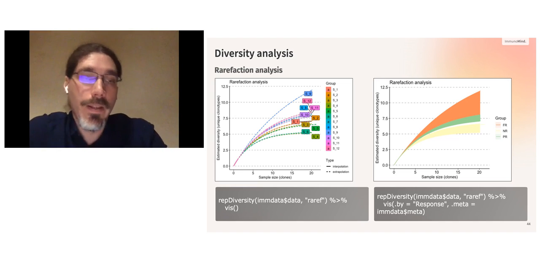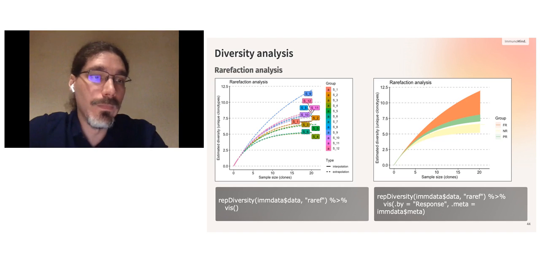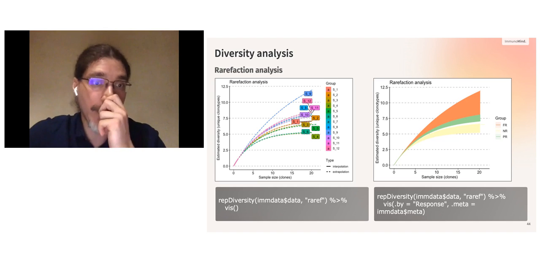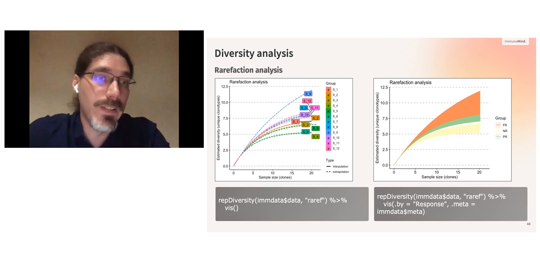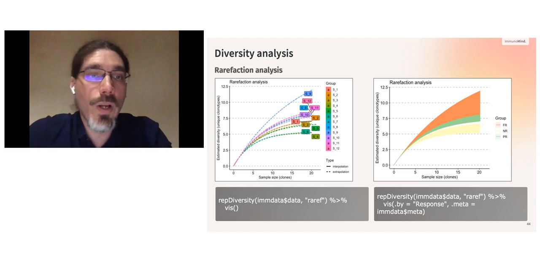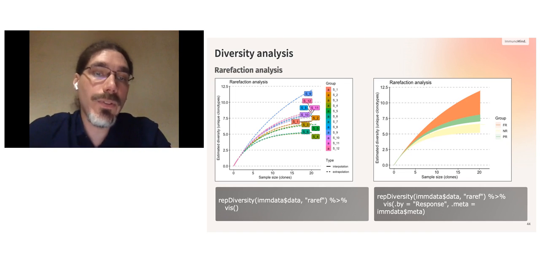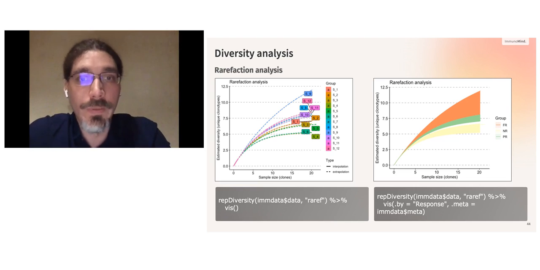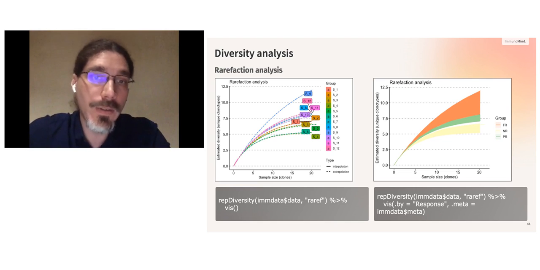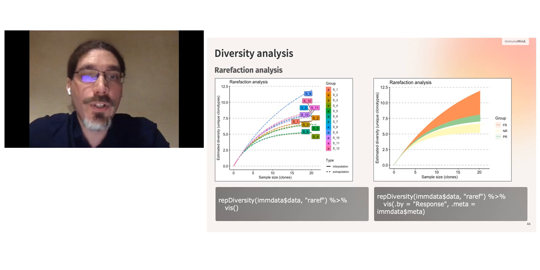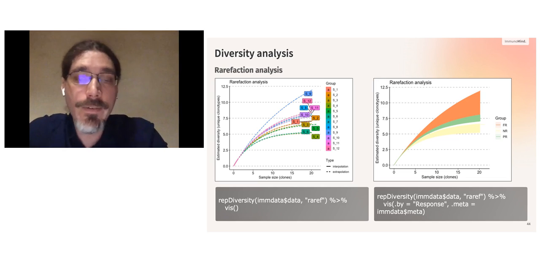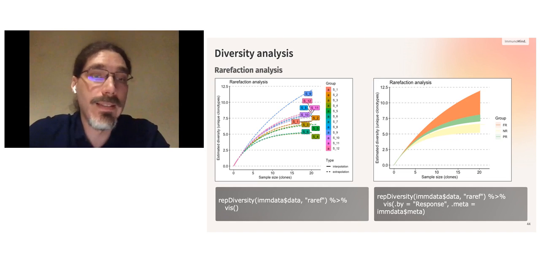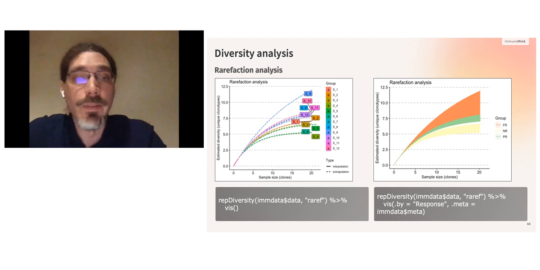And in the function, the rarefaction is almost the same as Chao1, and it is possible to group these lines, these samples, to show differences between groups. And again, you can see that the full response group is the most diverse one, the no response group, the yellow one, is the least diverse one, and the partial response group is somewhere in between.